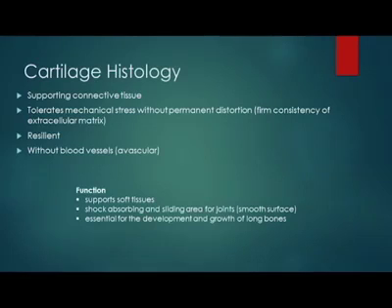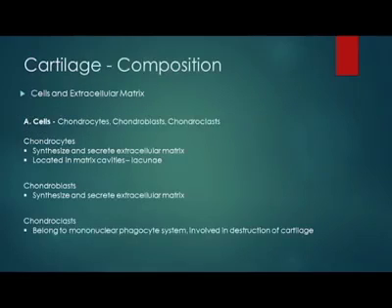What are the functions of cartilage? It supports soft tissues, acts as a shock absorber and sliding area for joints, and is essential for the development and growth of long bones. Cartilage composition is the next topic. It is formed by cells and extracellular matrix.